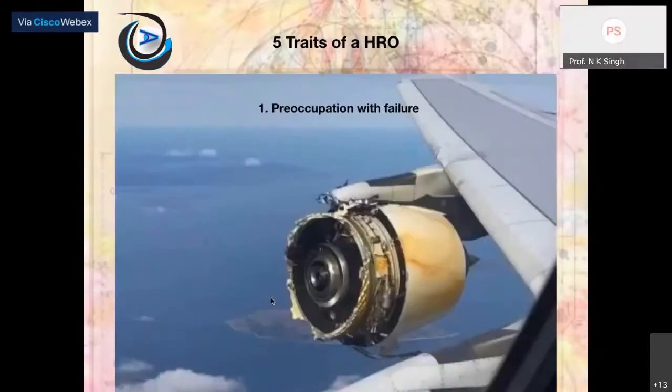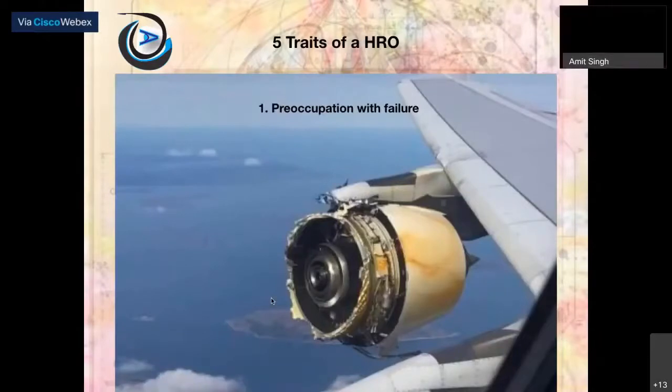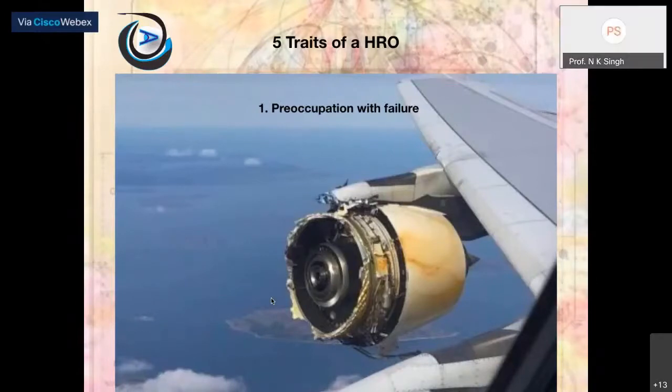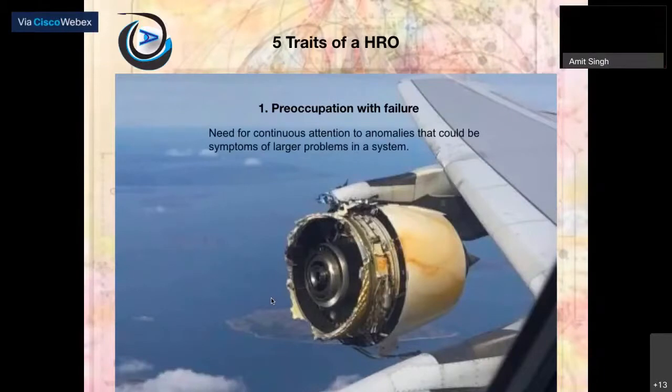There are 5 traits of a high reliability organization. First is preoccupation with failure. So failure is nothing which you should hide or be ashamed of. You should be actively looking at issues which could cause failures. So need for continuous attention to anomalies that could be symptoms of a larger problem in a system.